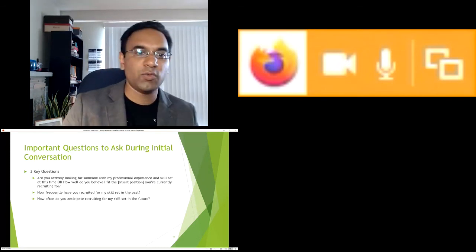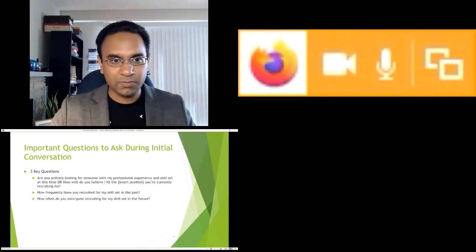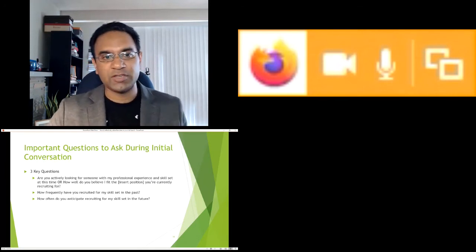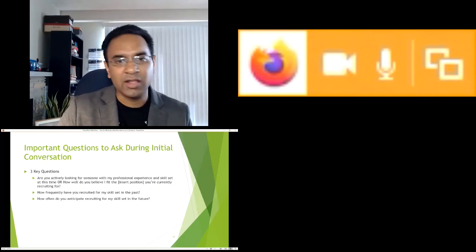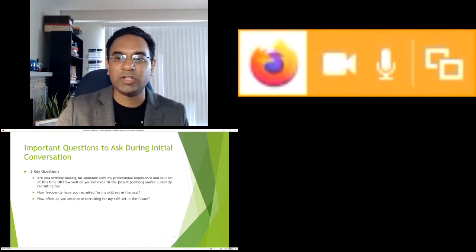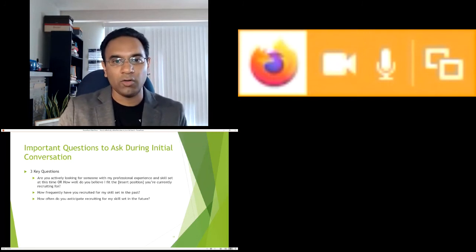Now, the second part there, we already covered. If you're reaching out regarding a specific position, you already know that they have a specific position that might be a fit. But let's say you're calling the staffing agency simply to introduce yourself. You're not calling about a specific position. You want to find out if they have anything for you right now that they're working on, that they're recruiting on, that will be a fit.